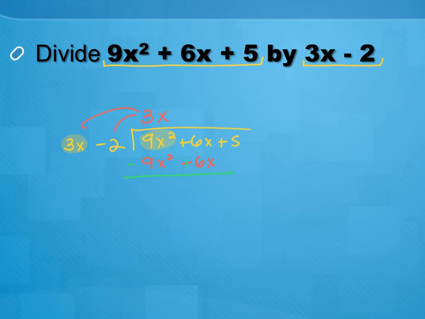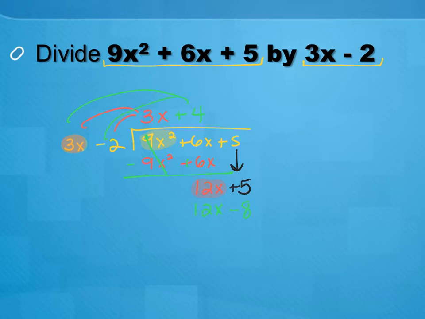If you've done it correctly, the first column will cancel out. It did. And then I add positive 6 and positive 6, and I get 12x. And I bring down my next term. And I repeat the process. So what would I have to multiply 3x by to get to 12x? Positive 4. So I multiply by positive 4. Both terms, I get 12x minus 8.